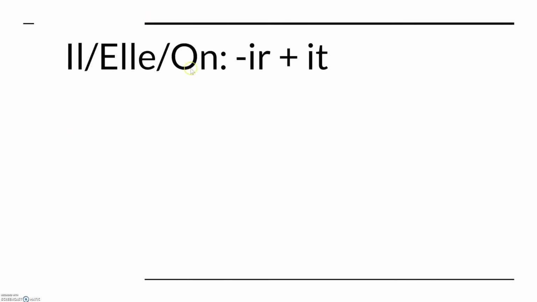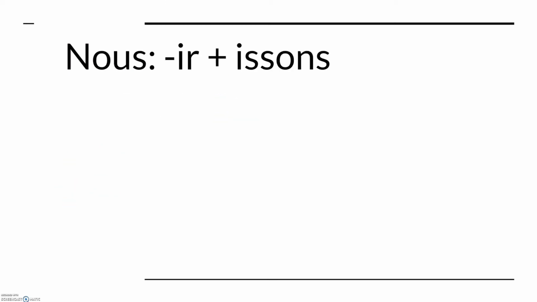For il, elle, and on, you get your verb finir, which is to finish. If you want to say she finishes, you chop off the IR and you add an IT.